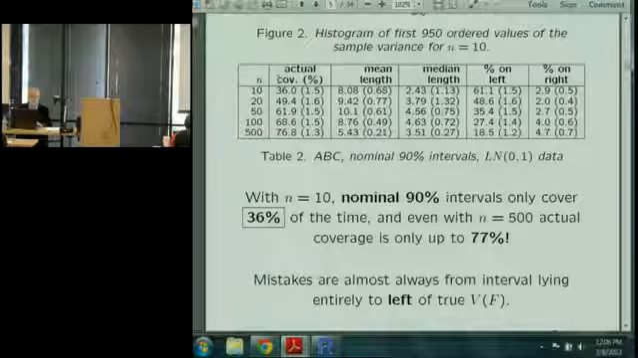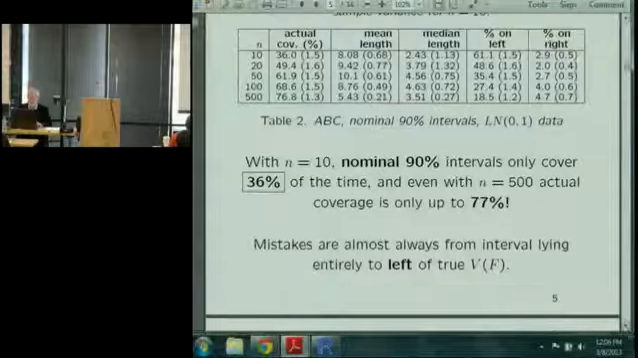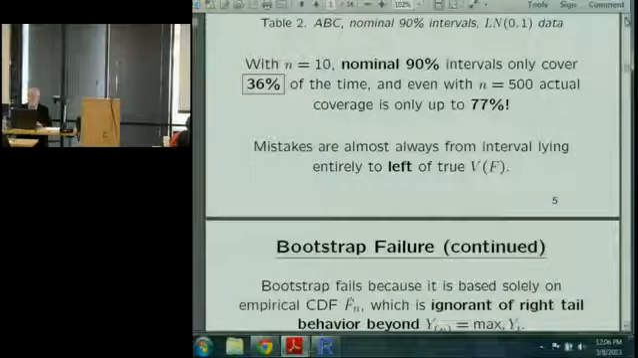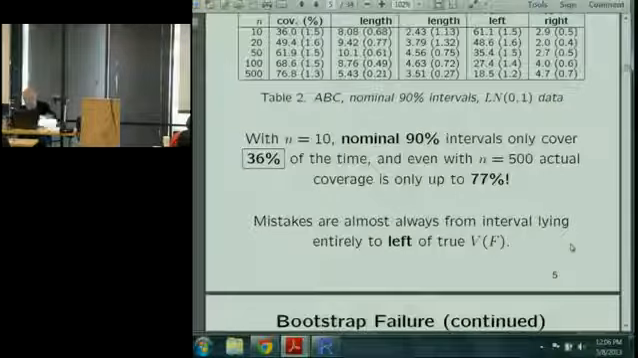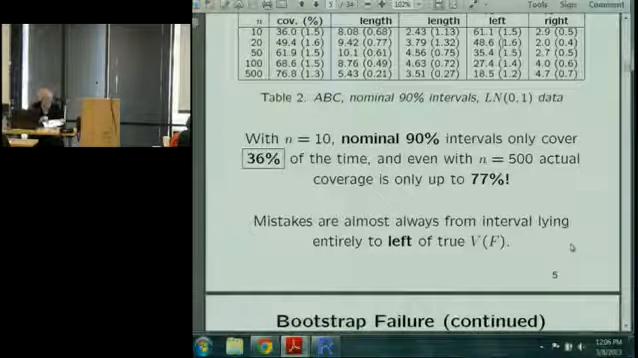But look, with small sample sizes, the mistakes are almost always from the interval lying completely to the left of the truth, which makes sense because the sample variance is usually too small and then occasionally much too large to create its unbiasedness. Well, this is basically showing us what's wrong with the bootstrap. We are asking the bootstrap to do something that it's not able to do.